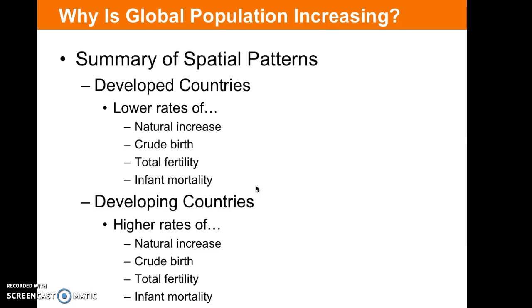In developing countries, you're going to see higher rates of natural increase. You're going to see a higher crude birth rate, so that makes sense. If you have a high natural increase rate, you're going to have a high number of infants being born. The total fertility for the country is also high, which again makes sense. And the infant mortality rate is high, which leads to people having more children. And it ties into the lack of access to healthcare.